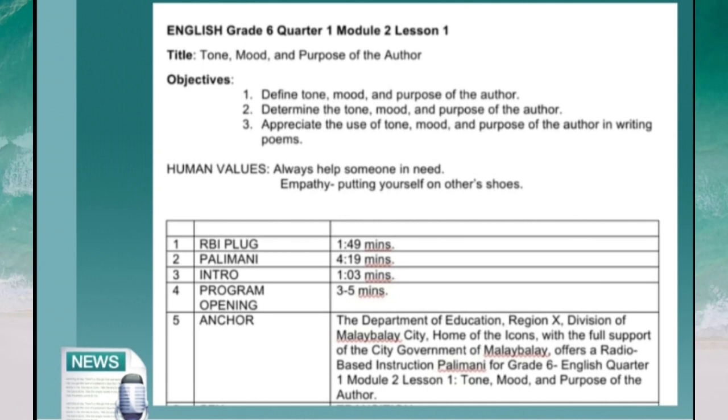The Department of Education, Region 10, Division of Malaybalay City, home of the icons, with the full support of the city government of Malaybalay, offers a radio-based instruction for grade 6, English, quarter 1, module 2, lesson 1, tone, mood, and purpose of the author.